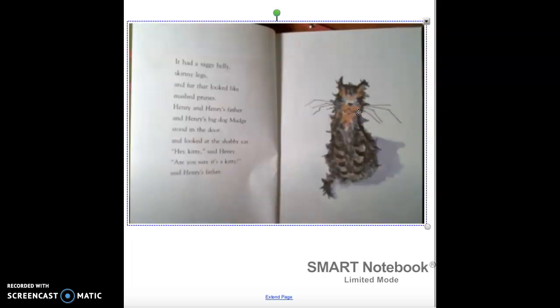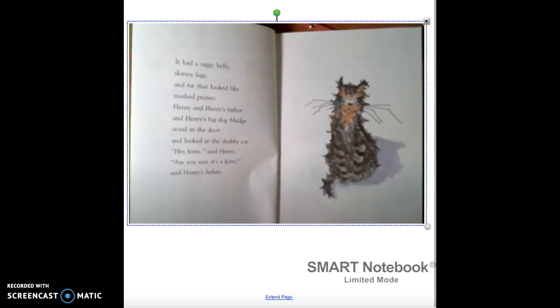It had a saggy belly, skinny legs, and fur that looked like mashed prunes. Henry and Henry's father and Henry's big dog Mudge stood in the door and looked at the shabby cat. Hey, kitty, said Henry. Are you sure it's a kitty?